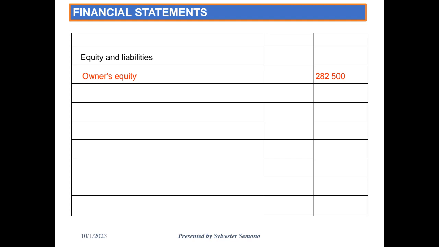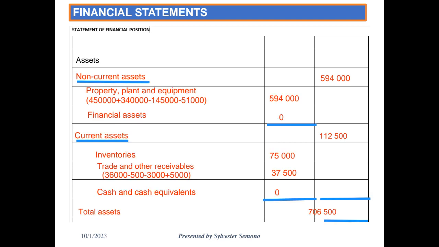Why are we putting that amount? Because remember, we're looking for the equity, the same as capital. So owner's equity is the same as capital. That's why we had a statement called, if I go back, check.